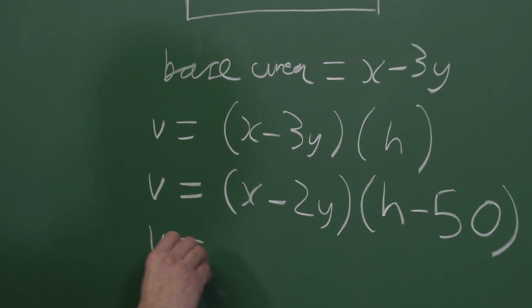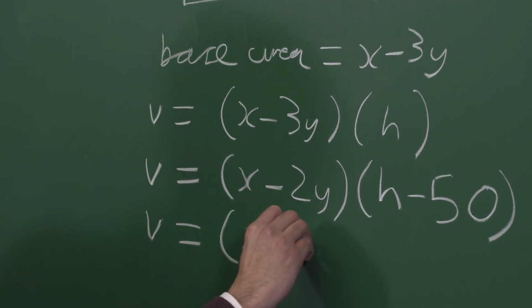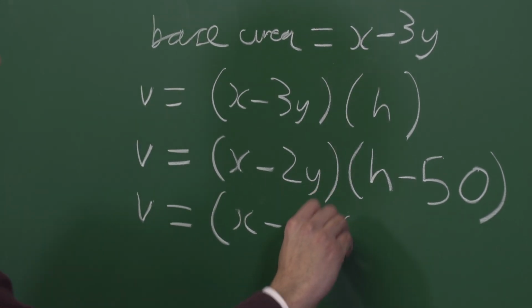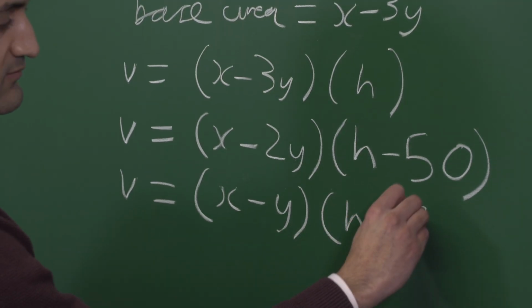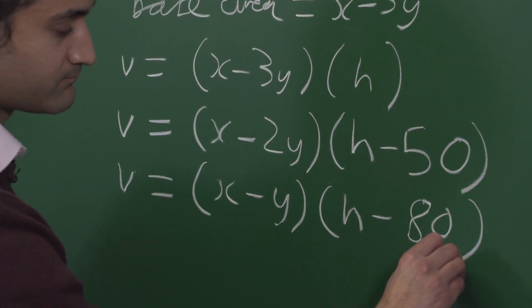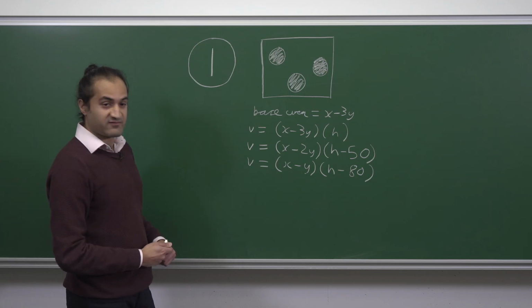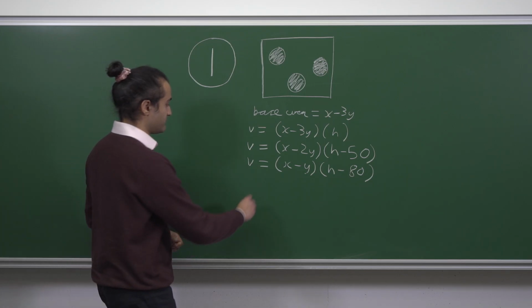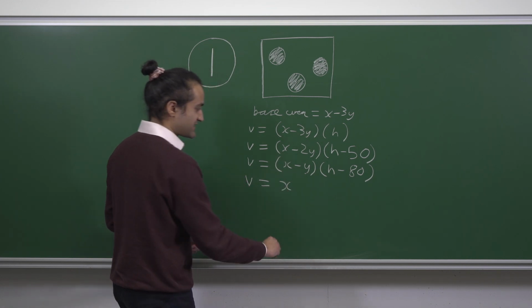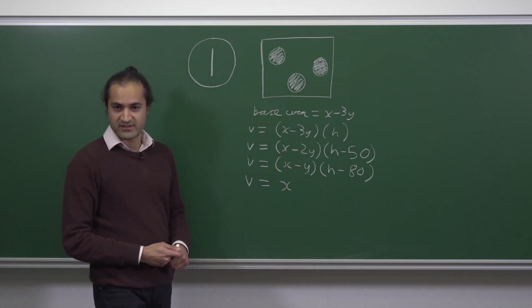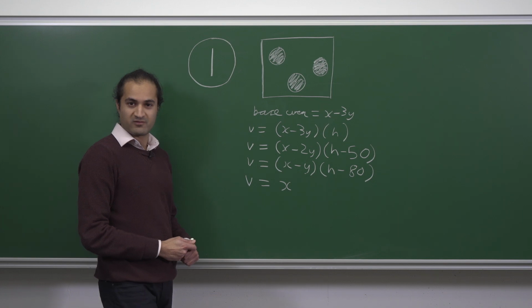Then we remove a second cylinder, and the water level drops by a further 30, so the total drop is 80. And finally, the last cylinder is removed. So the base area is now x, and the height of the water we don't know yet. I'm going to call it w for water.